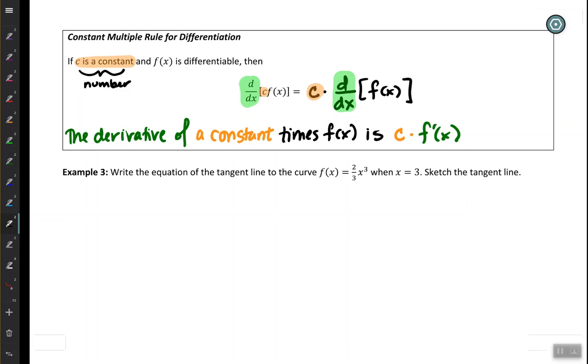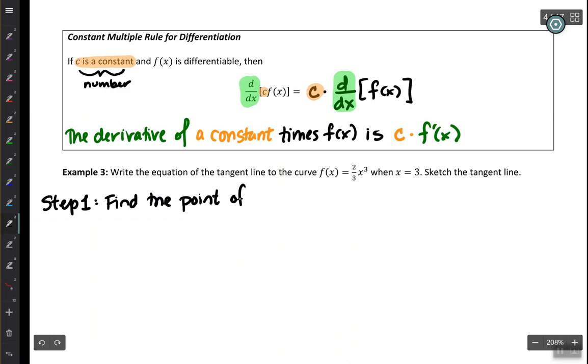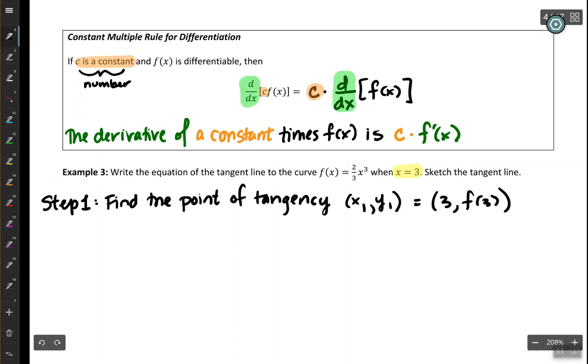I recommend going after the point first, simply because sometimes when students take the derivative, they accidentally find a point on the derivative curve. So let's just do the point first. Step 1, find the point of tangency. If you like point-slope form, I'm looking for x1, y1. We're looking for this when x is 3, so we want 3, comma, f of 3. Since I haven't calculated a derivative yet, I'm not going to plug into the wrong place.